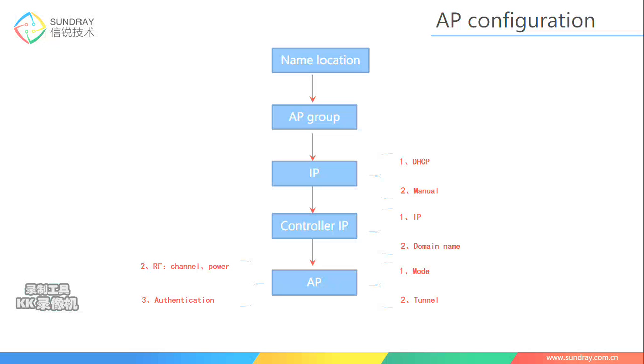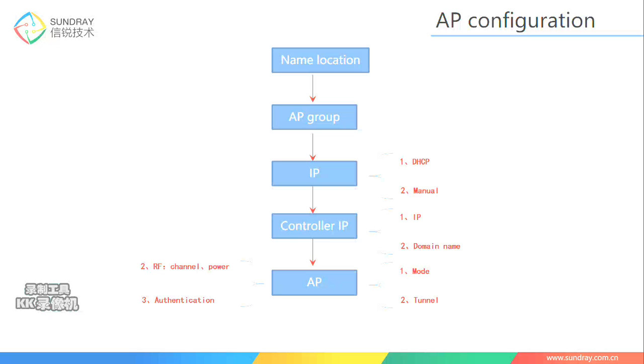Okay, then for the SSID, we have to choose the tunnel mode or the bridge mode. So tunnel mode will have the feature, like access control, and we'll have a better roaming, but it consumes more capacity of the controllers.